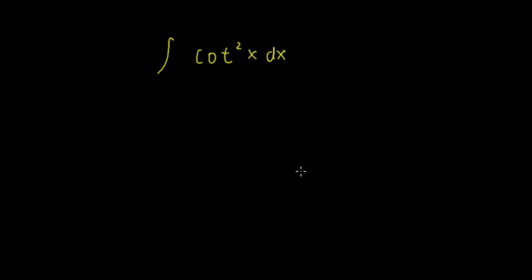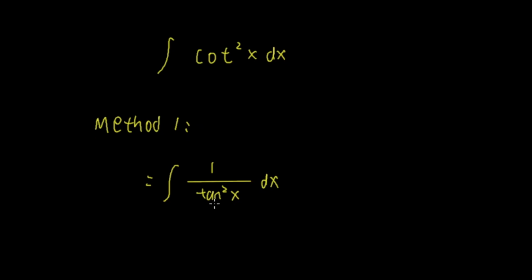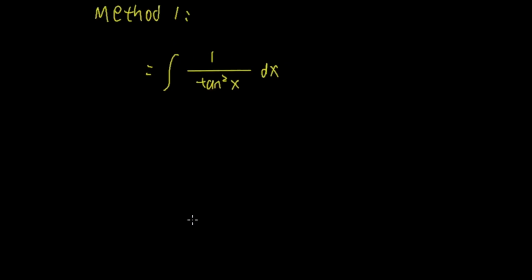In this video, I will integrate cotangent square x, and I will do it in two ways. Now, let's talk about the first way. We call it method 1. Now, this is the same as the integral of 1 over tangent square x dx, right? Okay. Now, what do we do?